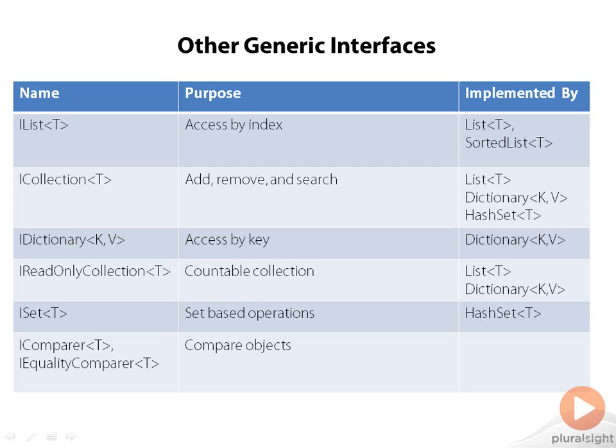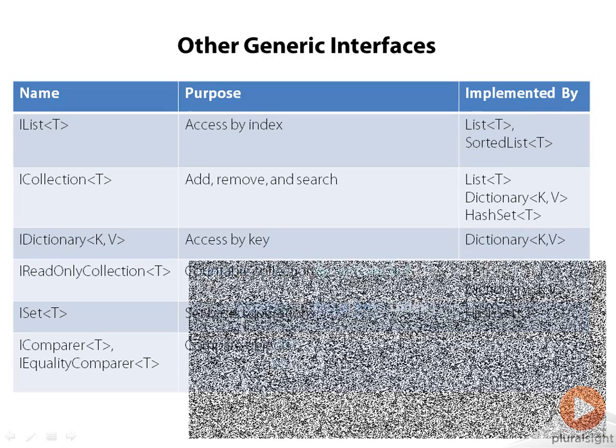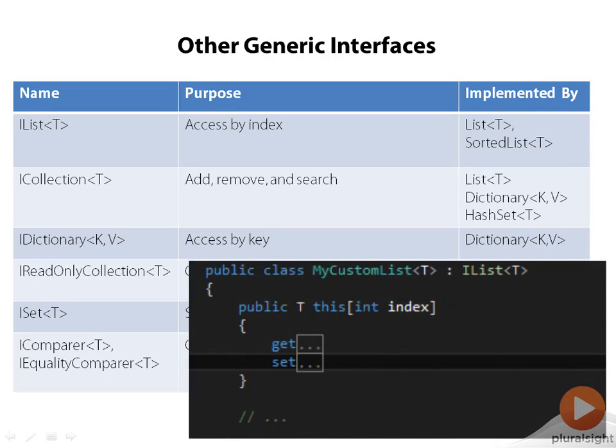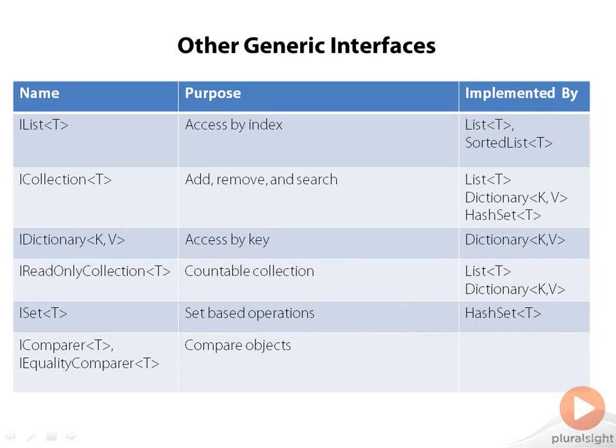For example, there is an IList of T interface. This interface is implemented by List of T and SortedList of T, and it's an interface that you can also use if you want to build your own custom data structure and allow client code to access the data structure using an indexer. So something that implements IList of T allows me to say list sub 0 to get to the first item in the list. IList of T also forces me to provide Add, Remove, and Insert methods to manipulate the list.